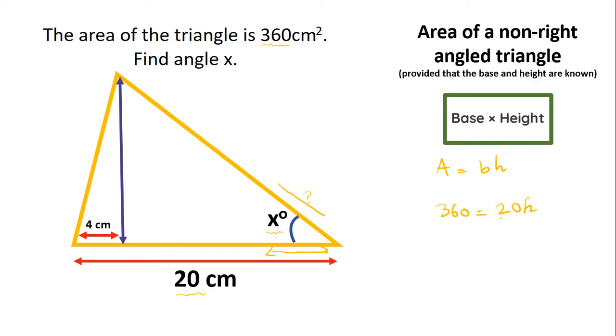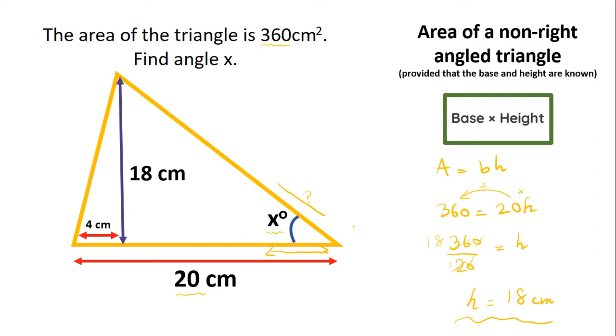360 equals 20h. Now if I take this 20 to the other side, this 20 is in multiplication with the h. When it goes to the other side, it turns into division. So 360 divided by 20 equals my h. 360 divided by 20 is going to be 18. So that gives me h equals 18 centimeter.